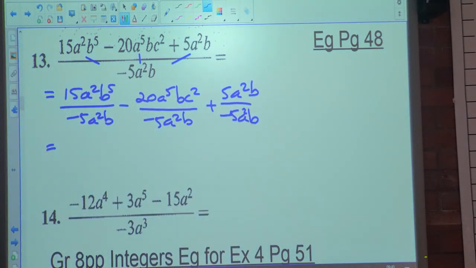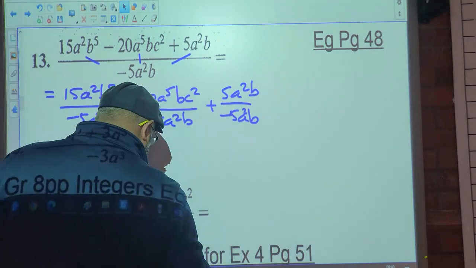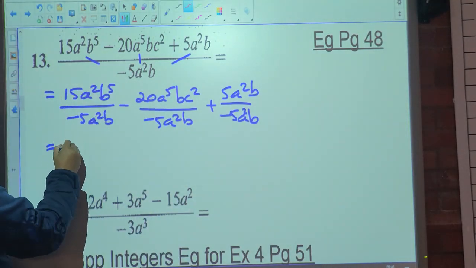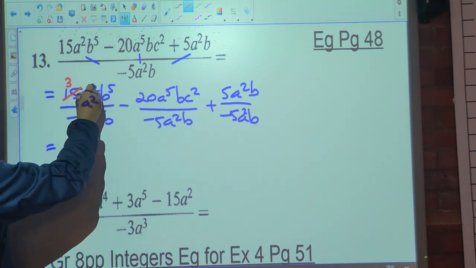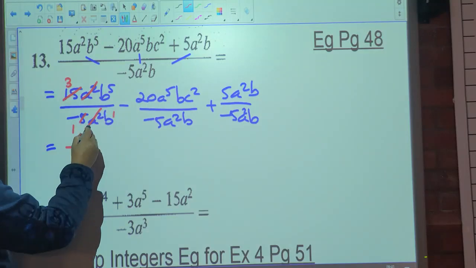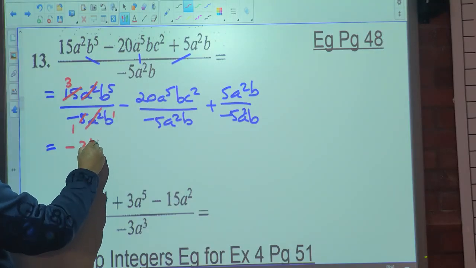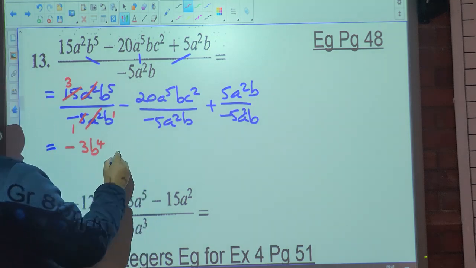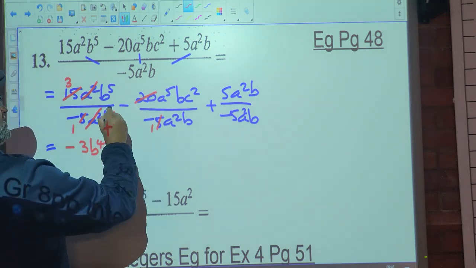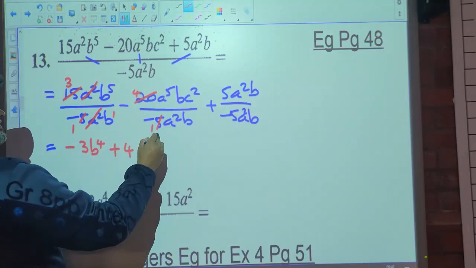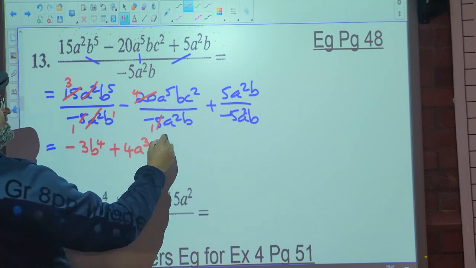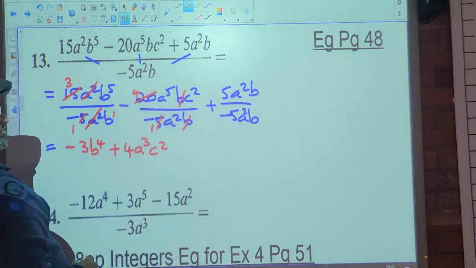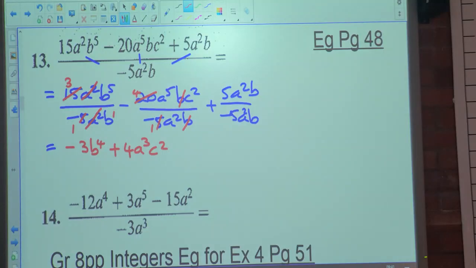Okay. What is positive divided by negative? Negative. 5 into 5 once, 5 into 15, 3 times. The a squareds cancel. There's a 1b. b5 over b? b4. Negative divided by negative? Positive. 5 into 5 once, 5 into 20, 4 times. 5a, a to the 5 over a squared is a cubed. The b's are the same. c squared. Not so. The b's are the same in the numerator as the denominator, they cancel.